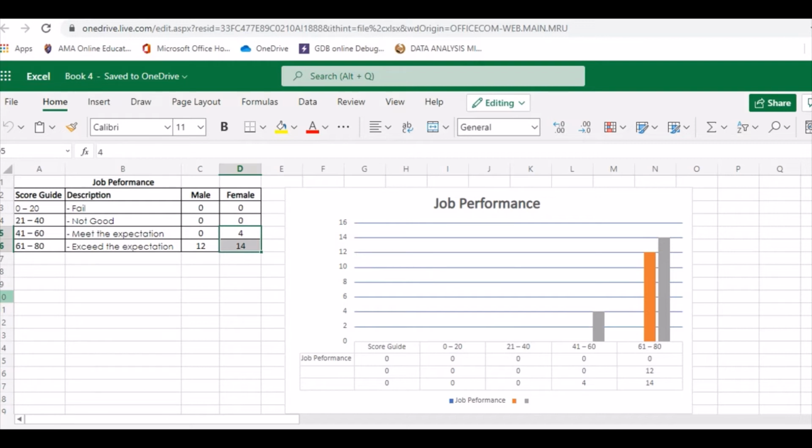So my answer is no. No, because we don't have enough records to prove that there is a significant relationship between job performance and gender.